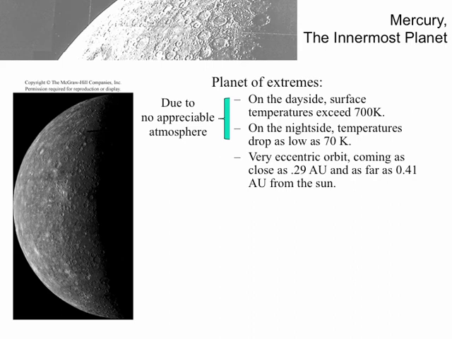So why is it frying on one side and freezing on the other? Well, this is partly due to the fact that it has no appreciable atmosphere. If it had an atmosphere, then the atmosphere would act to regulate the temperature between the night side and the day side. It's likely that whatever atmosphere Mercury may have had burned off long ago. Mercury also has a very eccentric orbit compared to the other planets.